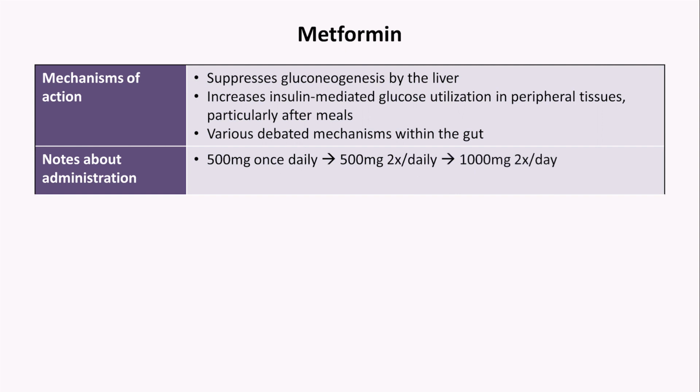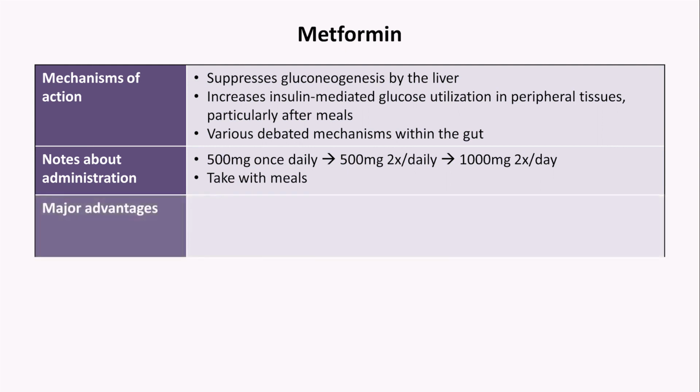To minimize risk of side effects, and because it's most effective at blunting post-meal glucose spikes, it should be taken with meals. The major advantages of metformin are that it is the most effective oral agent if effectiveness is measured by lowering a patient's hemoglobin A1C, or their average blood glucose. It does not cause hypoglycemia, and it's inexpensive.